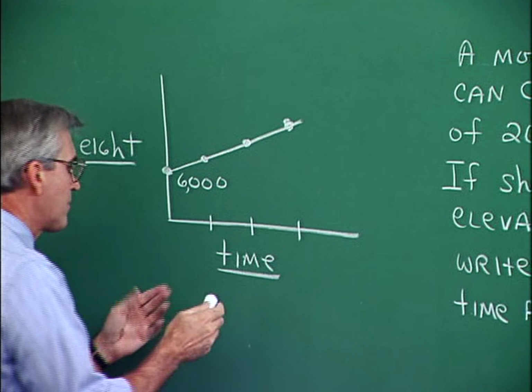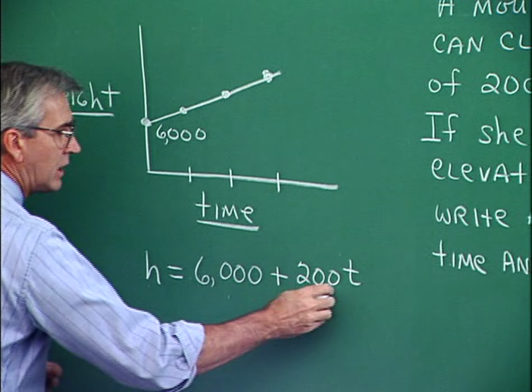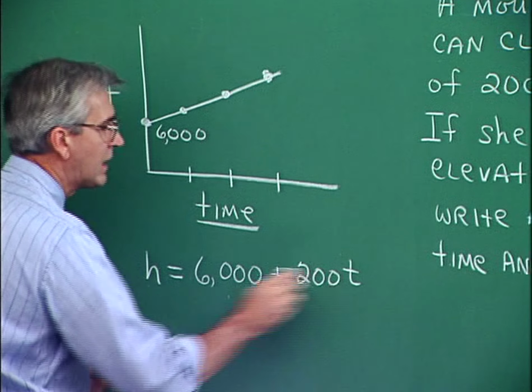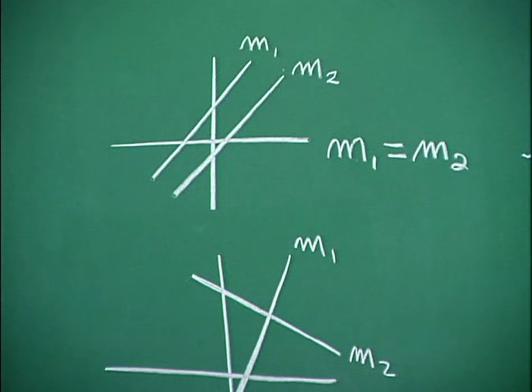So with that information, the height is, and I'm going to write the intercept first because we're kind of starting at 6,000 feet elevation, and then we're adding 200 feet for every hour of time. So its height is 6,000 plus 200 times time in hours. So here's the equation relating height and time.